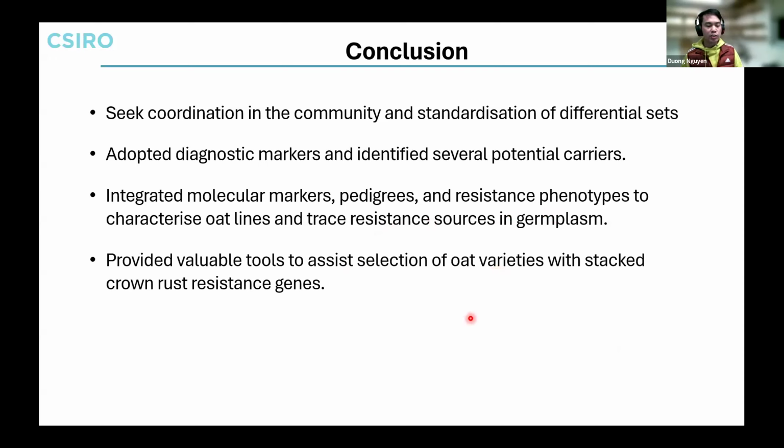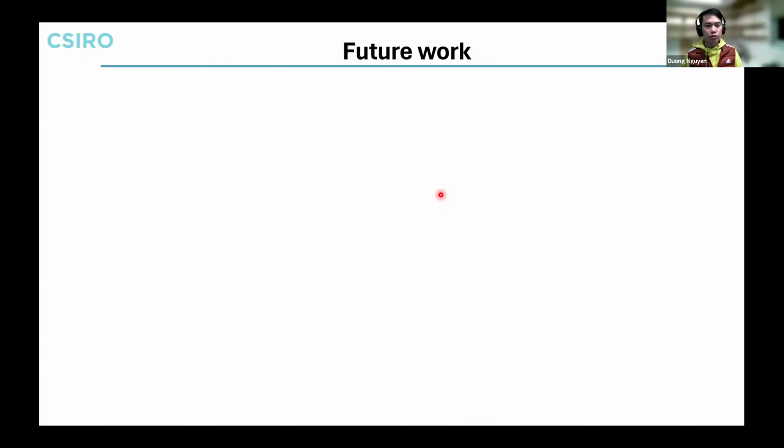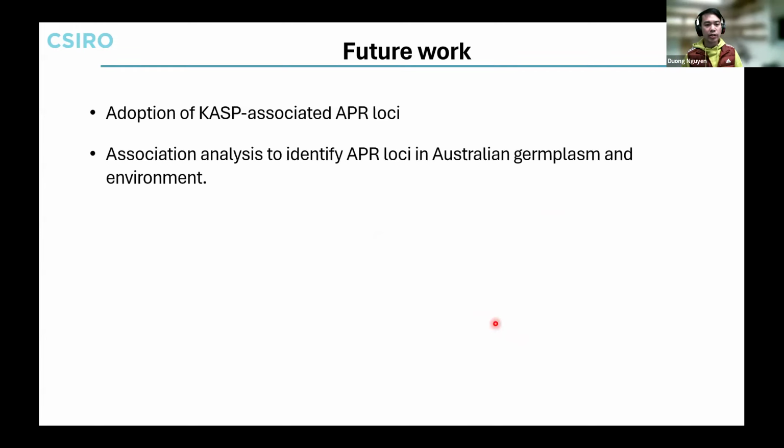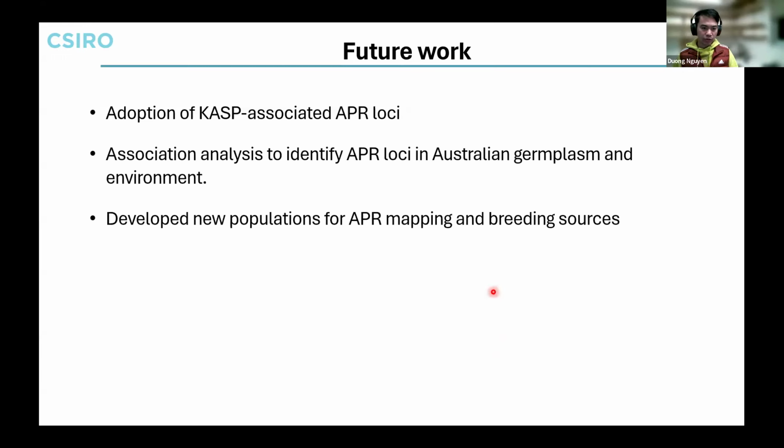The results from this project have provided a valuable tool to assist the selection of oat varieties with stacked crown rust resistance genes. Some future work in this project will be that we will keep adopting some CAPS markers linked to the APR loci and testing again on our Australian germplasm to identify the potential carriers. Then we will conduct association analysis to identify the APR loci in our germplasm and environment. We will also develop some populations for APR mapping and create material for breeding.